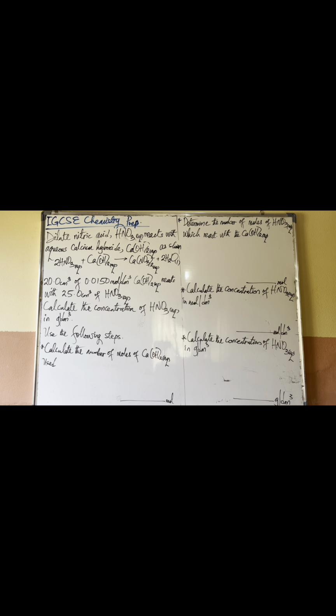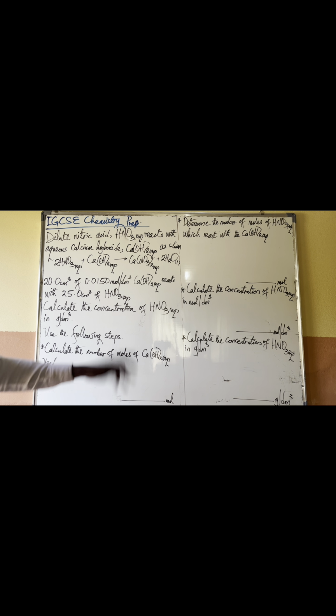It goes first: dilute nitric acid reacts with aqueous calcium hydroxide as shown below. We can see the equation for the reaction. Of course, the equation is balanced. The examiner made it so. 20.0 cubic centimeters of 0.0150 moles per dm cube calcium hydroxide reacts with 25.0 cubic centimeters of nitric acid. Calculate the concentration of the nitric acid in grams per dm cube.